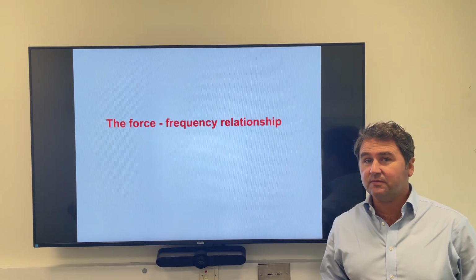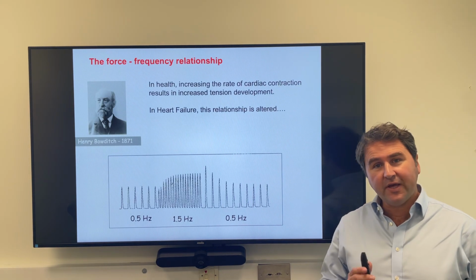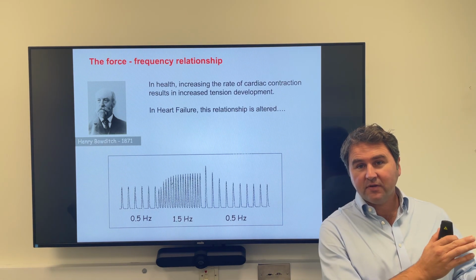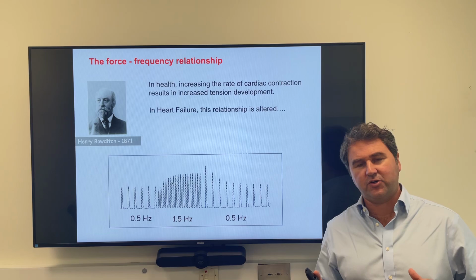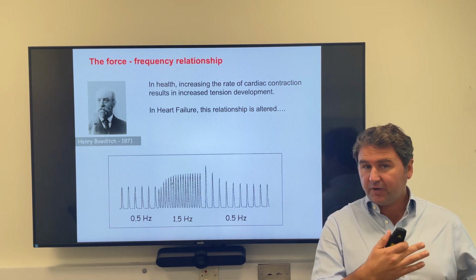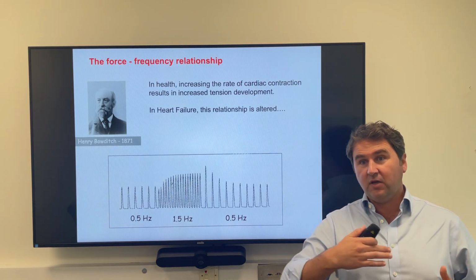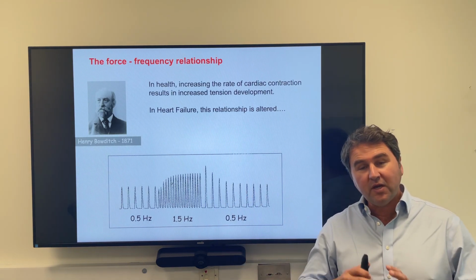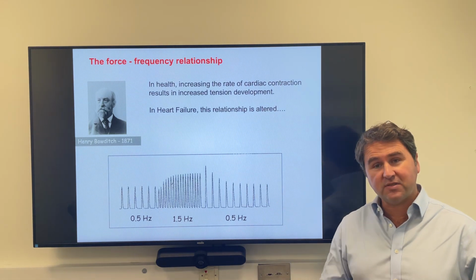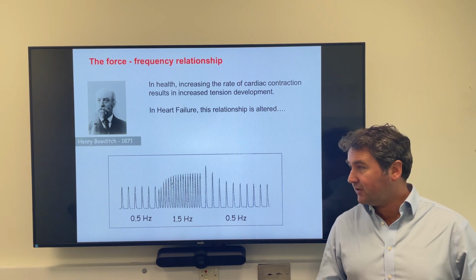So what is it? Well, force-frequency relationship refers to the relationship between the heart rate and the force of contraction. And what we now know is that as you increase heart rate, in other words, increase the number of heartbeats, you increase that force of contraction. And Henry Bowditch was the first person to have actually really published on this.